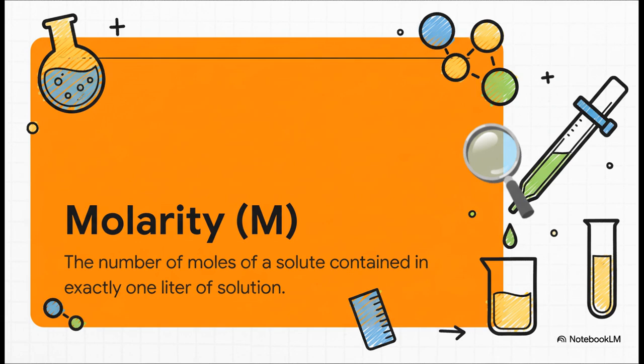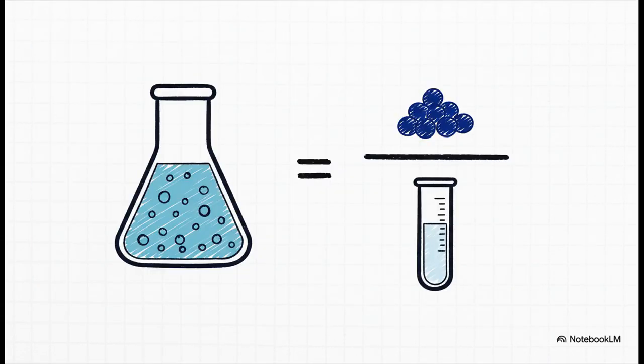The most common unit is molarity, which we show with a capital M. And it's really simple. It's just the number of moles of your substance that are dissolved in exactly 1 liter of solution. So a 2-molar solution is twice as concentrated as a 1-molar solution. And of course, there's a formula for it. Molarity is just the moles of your stuff, your solute, divided by the total volume of the solution in liters. This formula is so powerful because it connects the invisible world of moles and molecules to something we can easily measure in the lab, like liters.